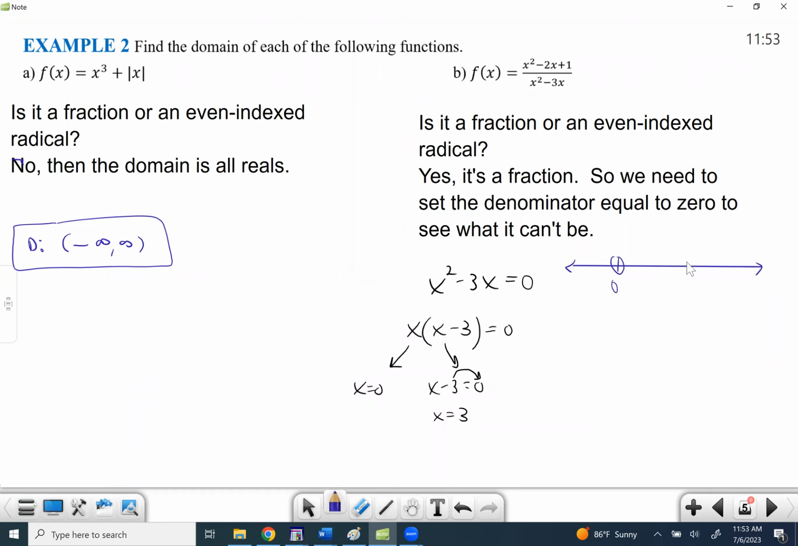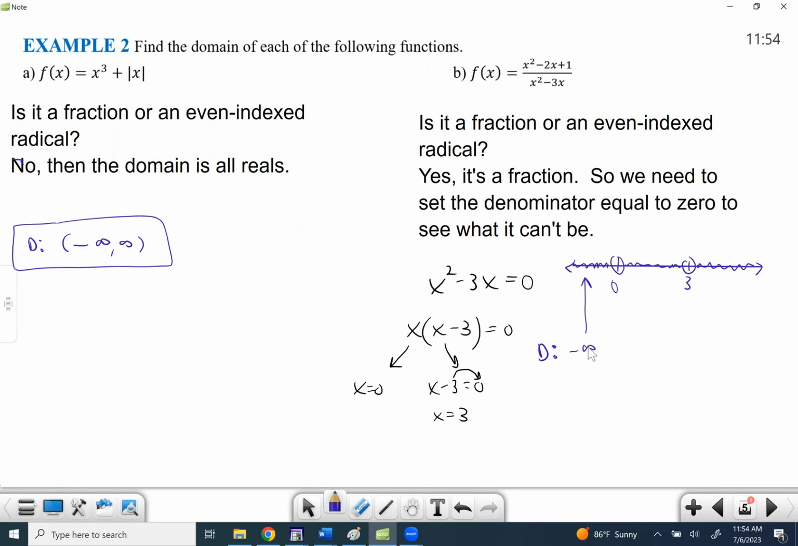0 can't be, and 3 can't be. So this is okay, this is okay, and this is okay. How we would write that in interval notation is we would have to describe each piece. So just describe this piece.